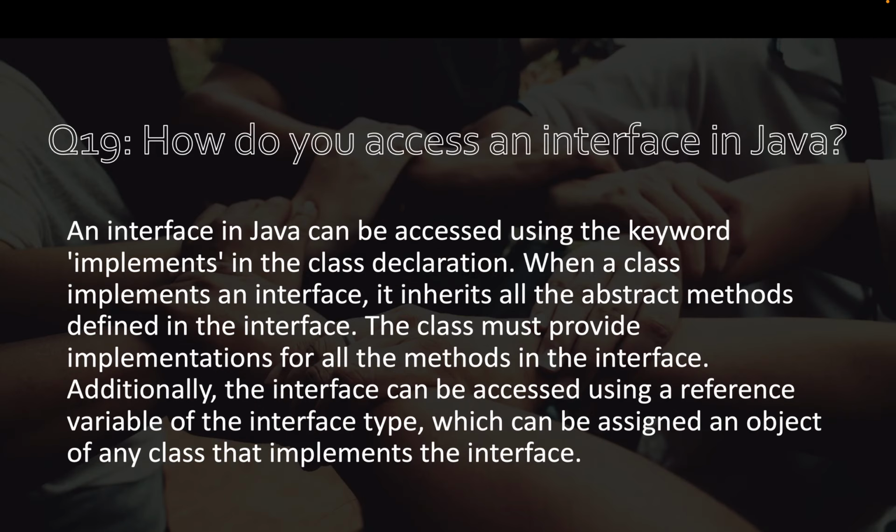Question number 19. How do you access an interface in Java? An interface in Java can be accessed using the keyword implements in the class declaration. When a class implements an interface, it inherits all the abstract methods defined in the interface. The class must provide implementation for all the methods in the interface. Additionally, the interface can be accessed using a reference variable of the interface type, which can be assigned an object of any class that implements the interface.